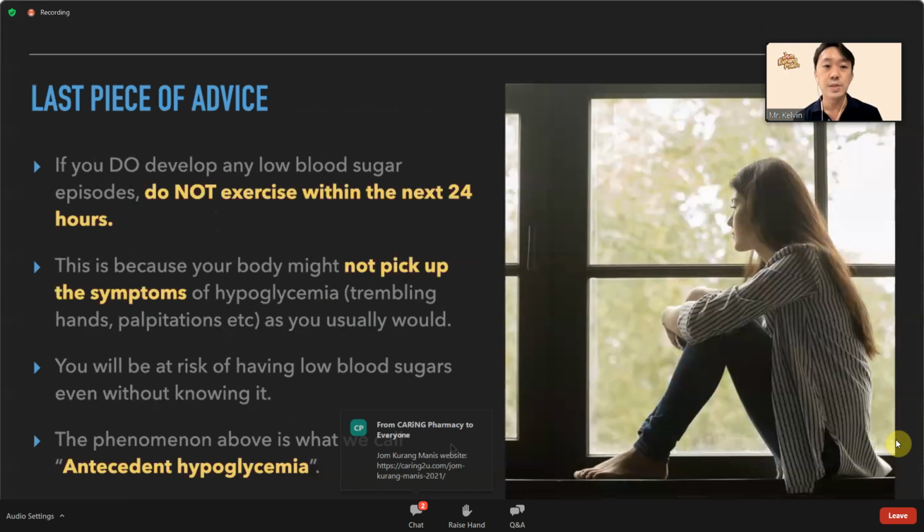Okay. For the last piece of advice, if you do develop any low blood sugar episodes, do not exercise within the next 24 hours, especially if the hypoglycemic episode was a serious one. This is because your body might not pick up these symptoms of hypoglycemia, for instance, trembling hands and palpitations, as you usually would. You will be at risk of having low blood sugars even without knowing it. This phenomenon is what we call antecedent hypoglycemia.